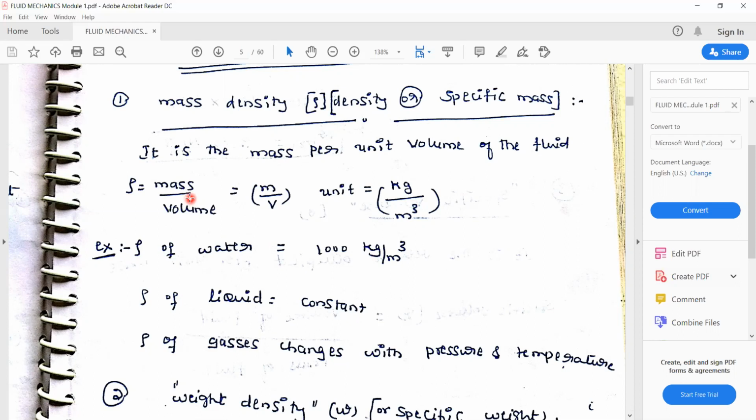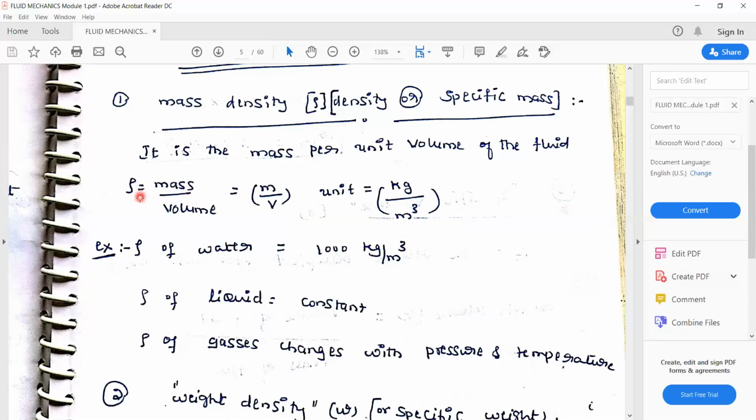For example, if you consider air, the density is very, very less, 1.2 kg per meter cube. That means in 1 meter cube, you can put only that much mass. For water, in 1 meter cube, you can put more mass. That's why we get 1000 kg per meter cube for water. That means what is the definition of mass density?